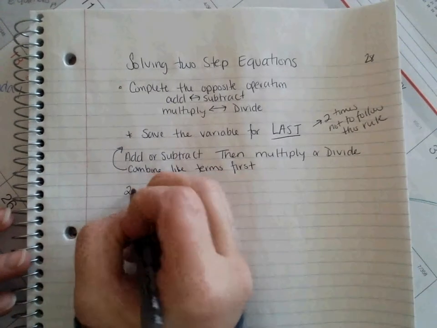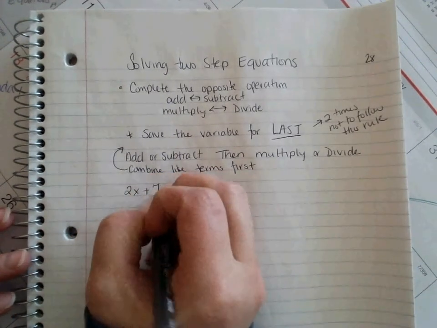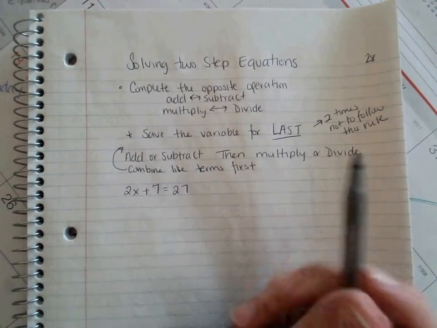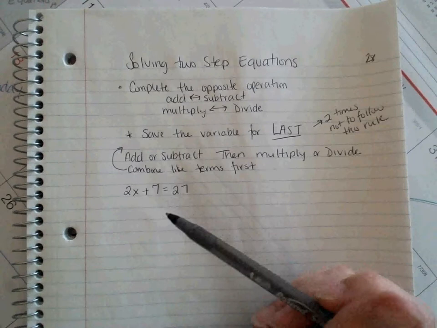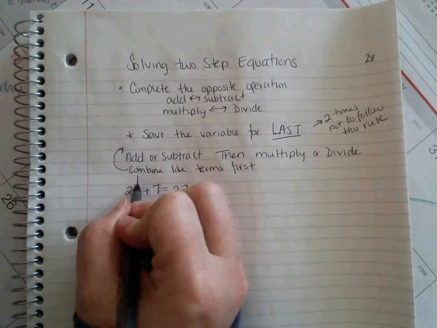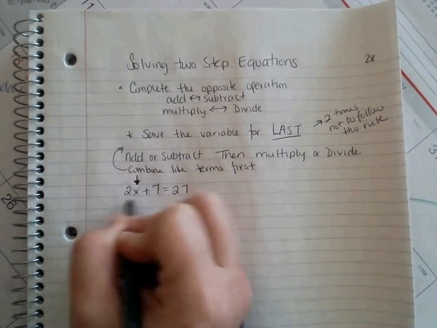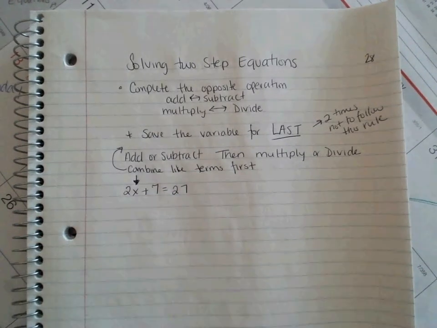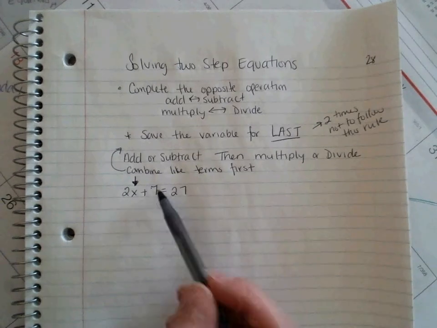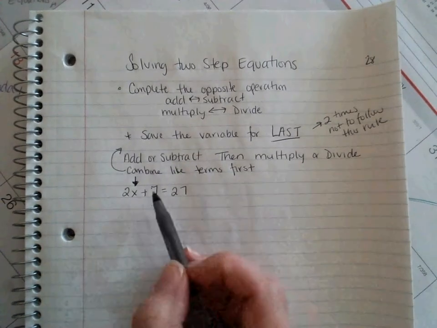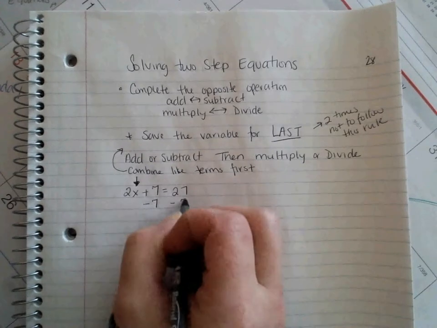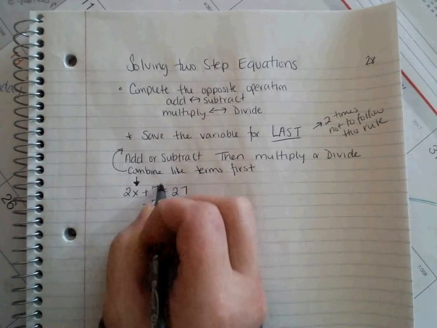So a two-step, 2x plus 7 equals 27. So here's my example, and I'm going to try to solve it. So like I said, I want to save whatever is with the variable for last. So I'm going to save this 2x for last. So the first thing I need to get rid of is my 7. It is a plus 7. The opposite of plus 7 is minus 7. So I'm going to subtract 7 from both sides.